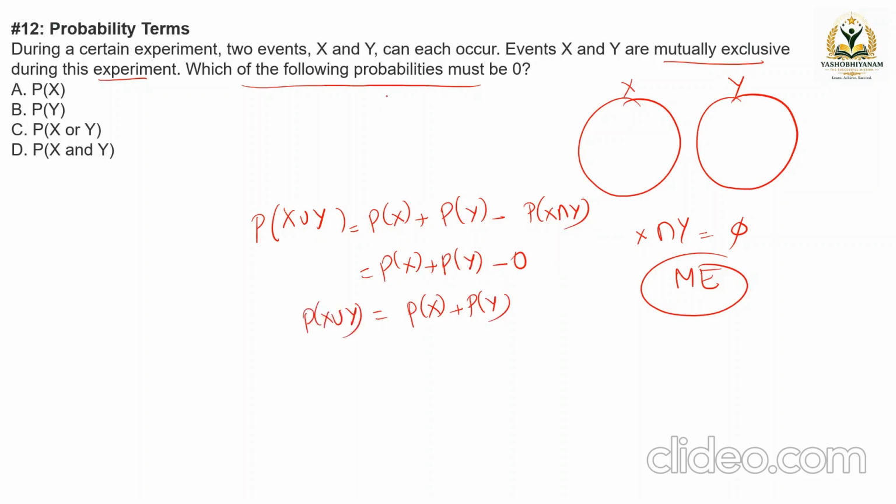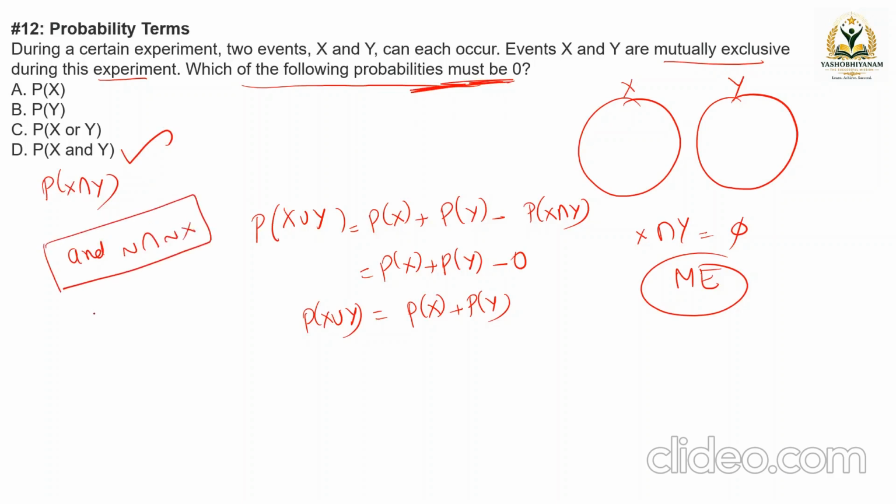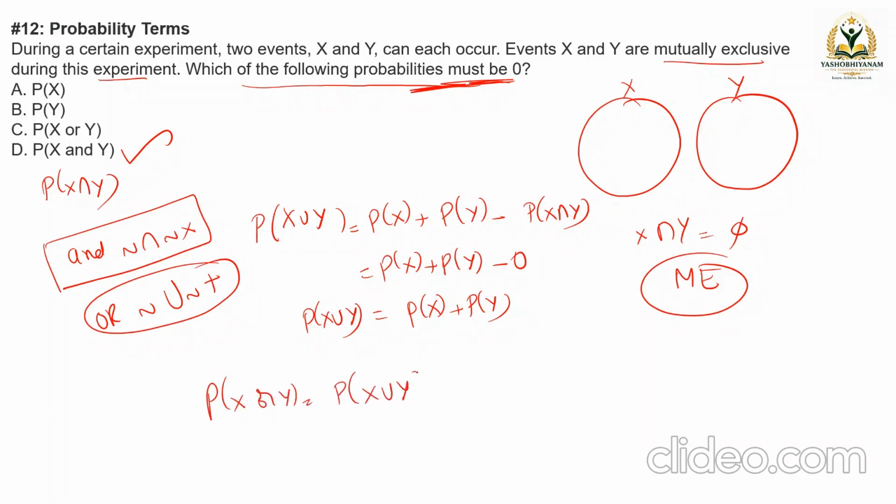So whenever you have mutually exclusive events, which probability must be 0? P of X intersection Y, or P of X and Y. So and stands for intersection, which stands for multiplication in probability terms; or stands for union, which stands for plus in probability terms. So these are analogies to probability in math. Suppose you say P of X or Y, this would mean P of X union Y. Remember that.